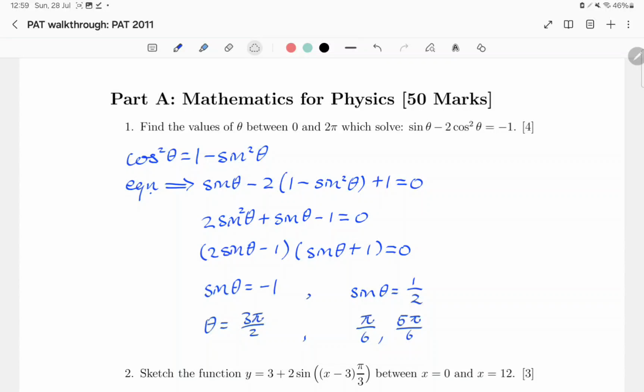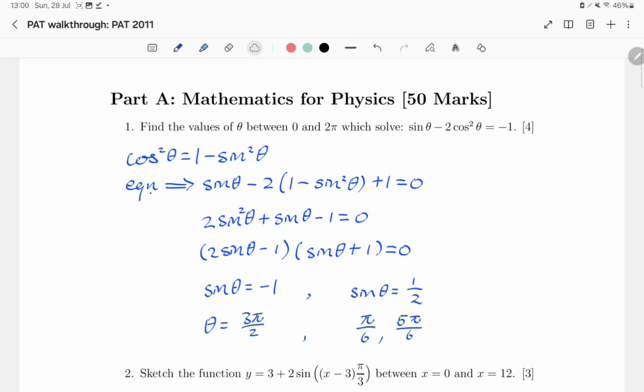Hello and welcome back. Today I'll be starting a new series called PAT Walkthrough, where we'll walk through the 2011 PAT. This is Oxford University's physics admissions paper. So, let's get started. Part A is Mathematics for Physics, and we'll start with question 1.